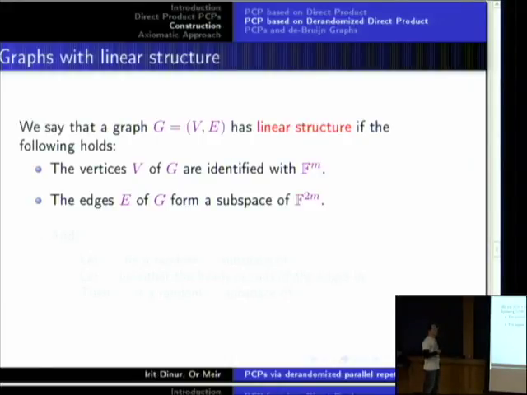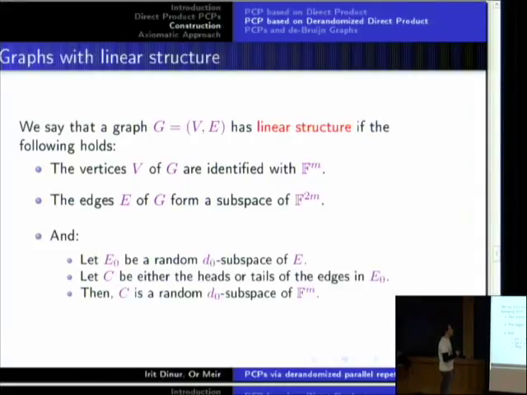And this already gives that if we project the edges to either side, we get a subspace. But we need another requirement, and that is that a random subspace of the edges, when projected either to the left endpoints or to the right endpoints, gives a random subspace of the vertices. The purpose is to hide which of the queries of each player come from the direct product test. Yes, this is one purpose.